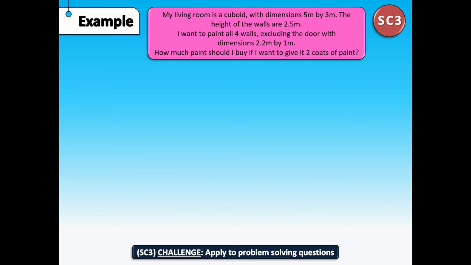So this question says, my living room is a cuboid with dimensions 5 meters by 3 meters, and the height of the walls are 2.5 meters. I want to paint all 4 walls, excluding the door, which has dimensions 2.2 meters by 1 meter. So how much paint should I buy if I want to give it 2 coats of paint?